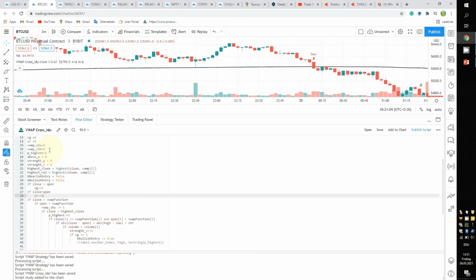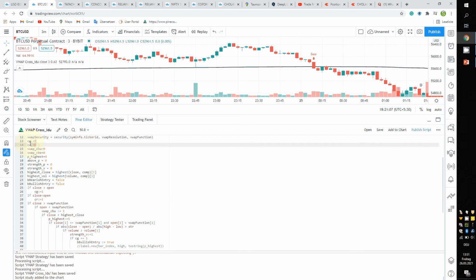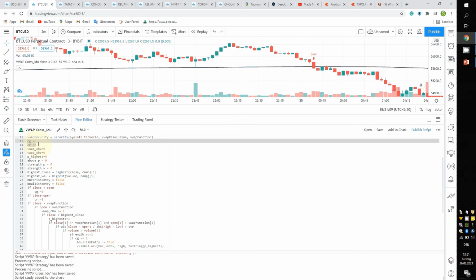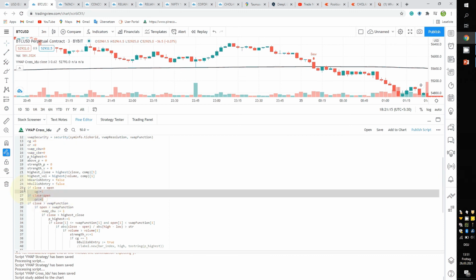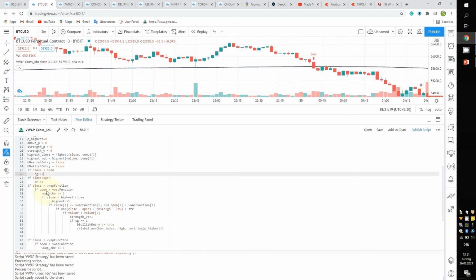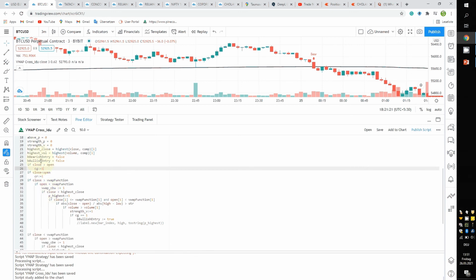So you have seen I have defined a few variables over here, CG and CR. By default, they are always 0. In case it is a red candle, CR should be 1. In case it is a green candle, CG should be 1. Good. Now I have two Boolean variables called bullish entry and bearish entry.